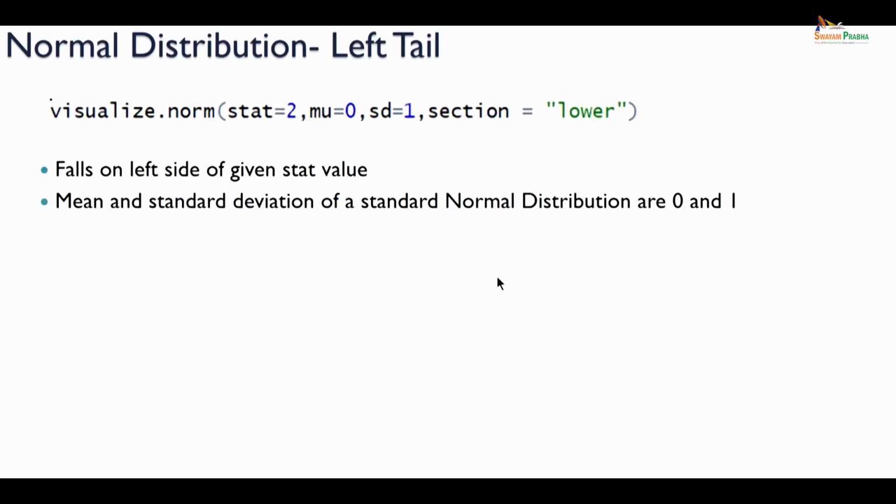So, after loading the library, we are going to give the function Visualize.norm. We are first going to look at the left tail normal distribution. I am supplying a value of 2 to stat, and I am taking the standard values of the distribution. I am also giving the section as lower here. Now, this falls on the left of the given stat value.